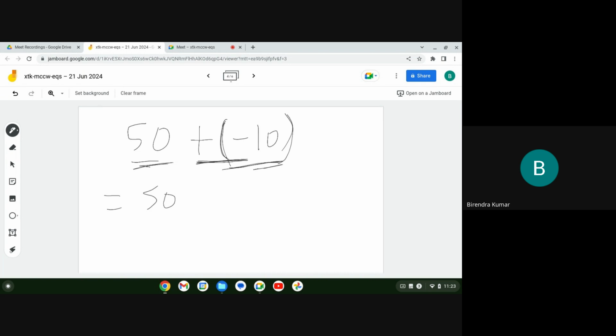Whenever you have a bracket, it is nothing but a multiplication sign, meaning you have to multiply this and this to break the bracket. So plus into minus. Now the thing comes about the multiplication of signs.